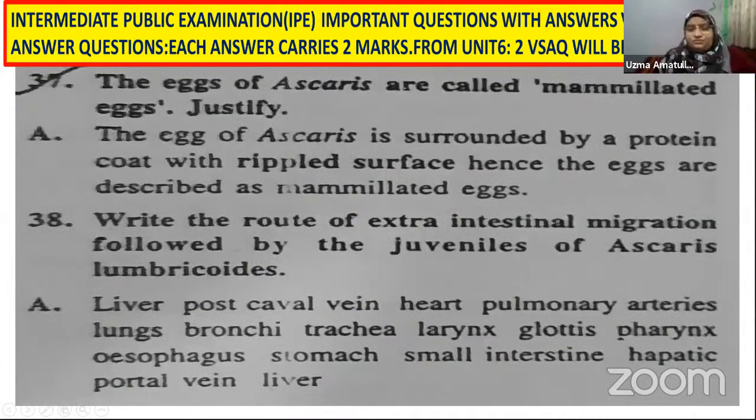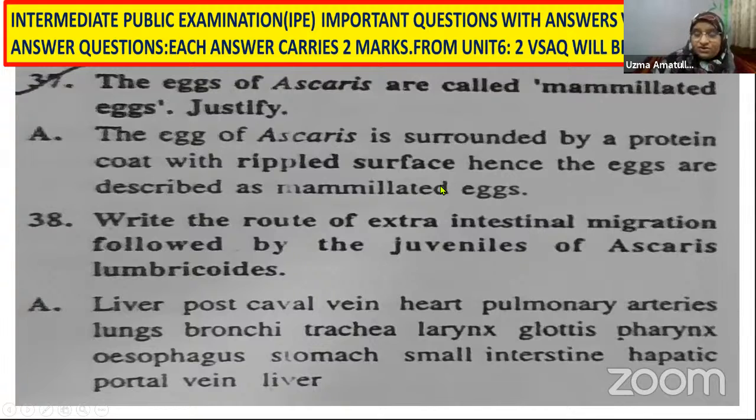Now here are important questions for your exam, that is the IPE, Intermediate Public Exam. These are 2 marks important questions. The eggs of Ascaris are called mammillated eggs. Justify why they are called mammillated. It is because they have a rippled surface, surrounded by a protein coat with a rippled surface. That is why they are called mammillated eggs.